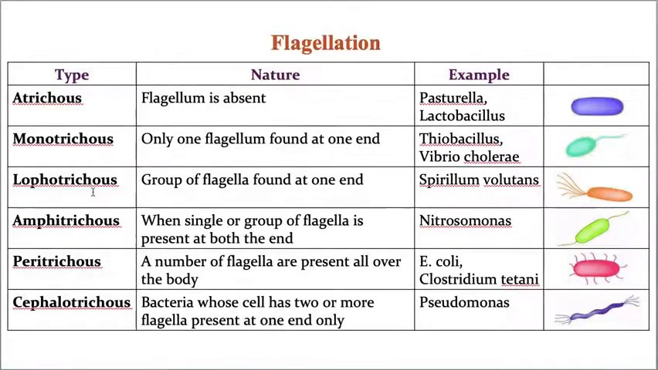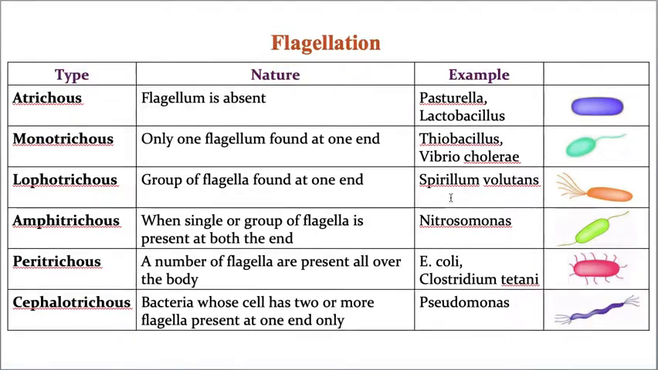And Lophotrichous. What do you mean by Lophotrichous? Many flagella at only one end. See, I'm extremely sorry, many flagella present at only one end. On one end only, the other end is empty. You saw that? This is the second end where not even a single flagellum is there, whereas many flagella like a group are attached to one end. Then that is called Lophotrichous.